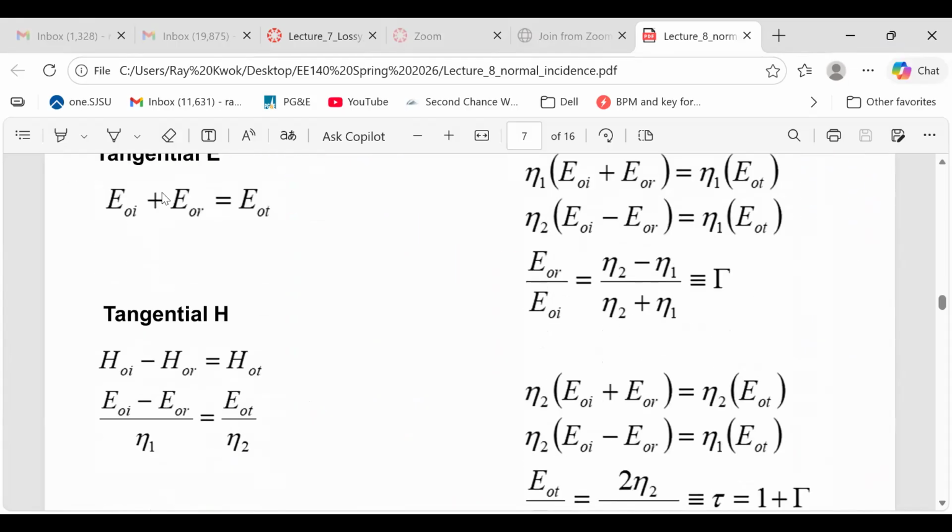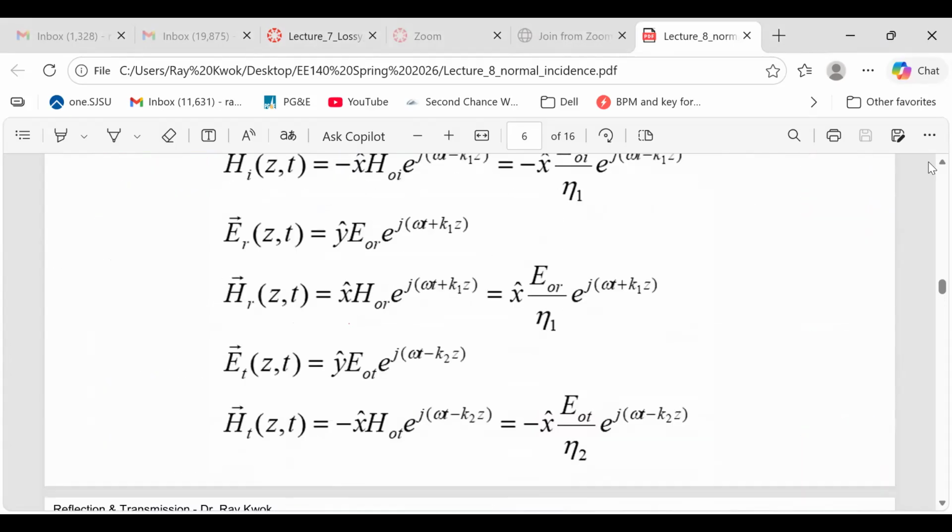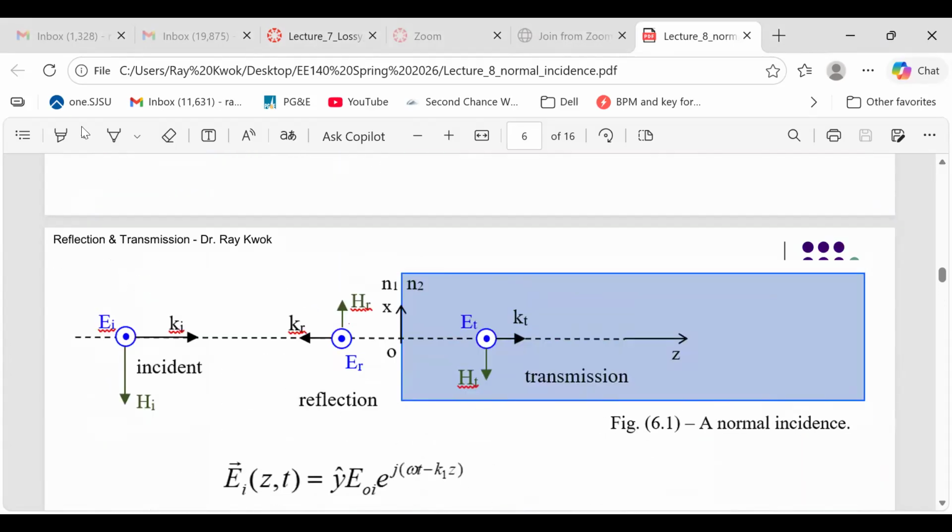So let's do that. Now we have all the 6 fields, and now we look at the boundary conditions. In the boundary conditions that we learned, what is the boundary condition? One of them is, if I look at the electric field, E tangential 1 is equal to E tangential 2, right?